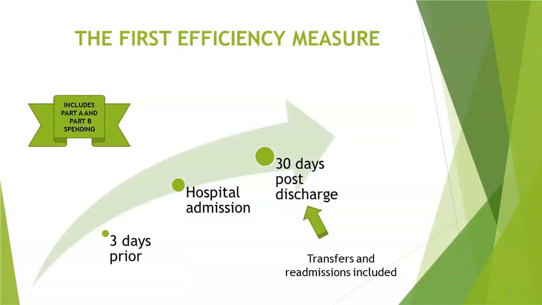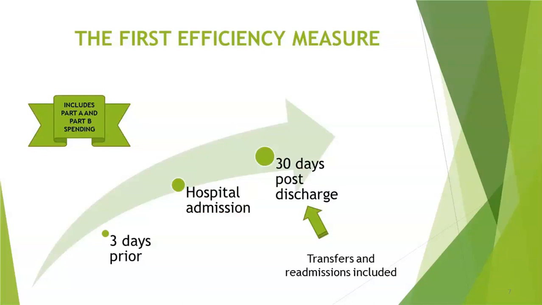So the first efficiency measure, as it looks at this current time, is this. If we look at the ball in the middle where it says hospital admission, that's sort of the center of this efficiency universe here. And the measure itself spans from 3 days prior to admission through 30 days after discharge and includes transfers and readmissions. So theoretically, you could get penalized twice on the same patient as it relates to readmissions.